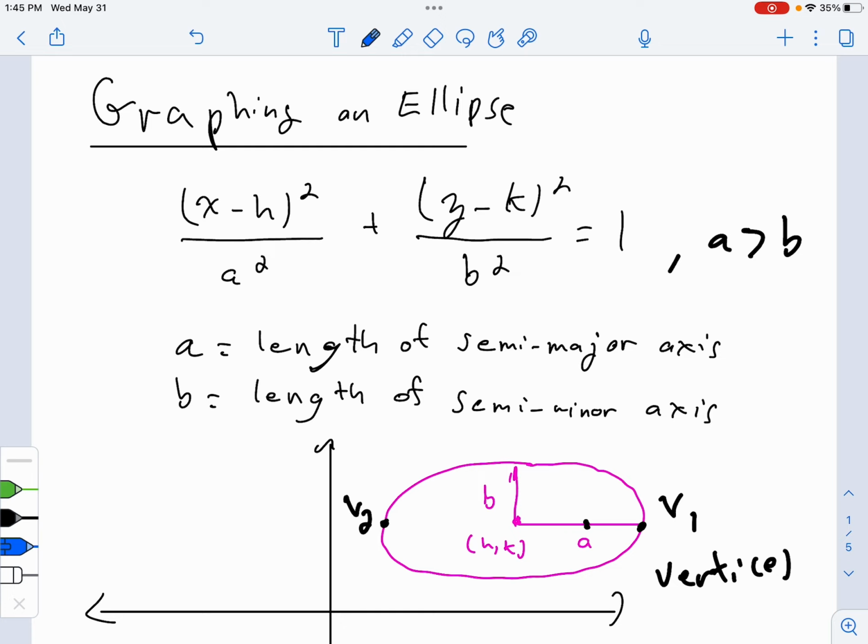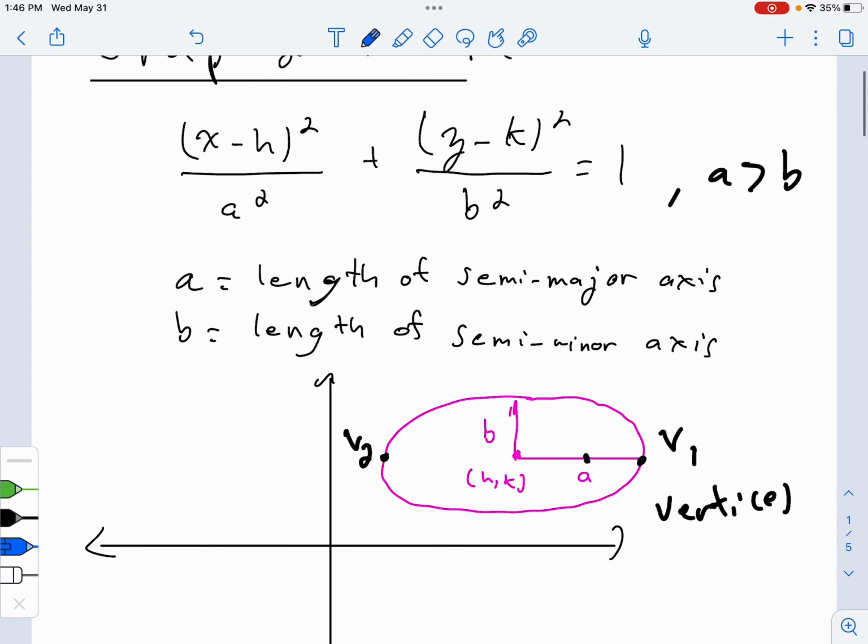A couple things, you have what we call a and b here, these two numbers. a stands for the length of the semi-major axis, and b stands for the length of the semi-minor axis. If you look at the picture, the major axis is this axis right here that goes between these two points called vertices, and then you have the minor axis, which has this length right here. There are always these two axes, and I like to think of it as two radii.